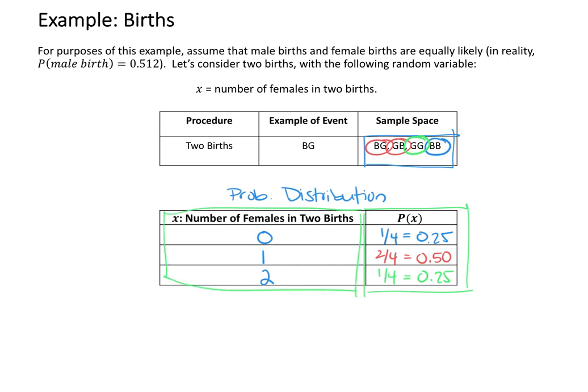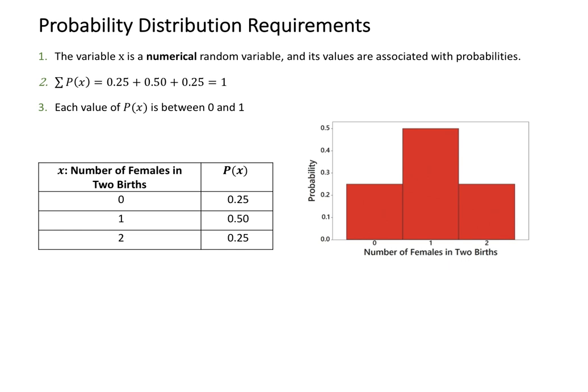And then what we can do with this is turn it into a graph or a histogram. So here you can see that we have taken the table and just translated it into this histogram to show the probability distribution as a graph. Here, I also want to make sure that we stop and check to make sure that the three requirements are met for a probability distribution.